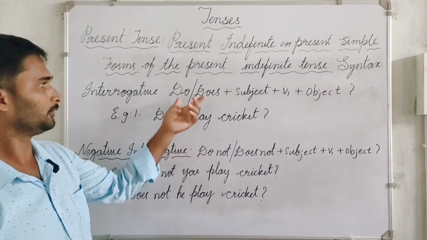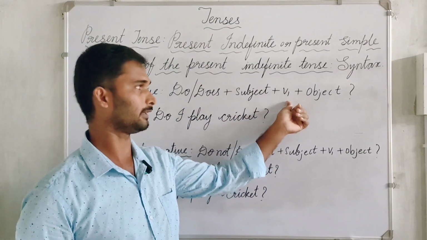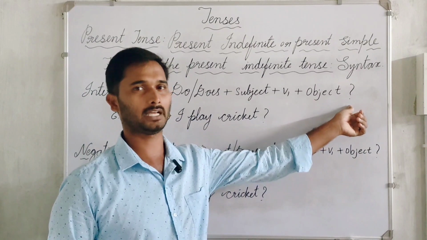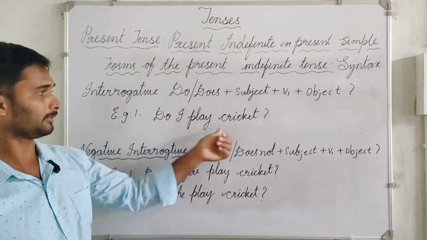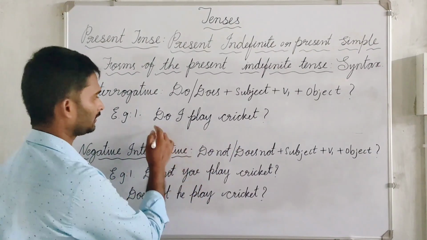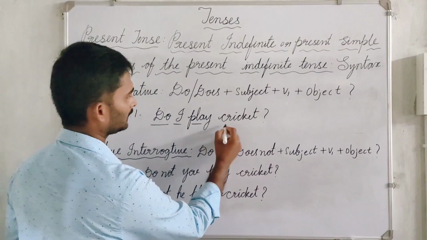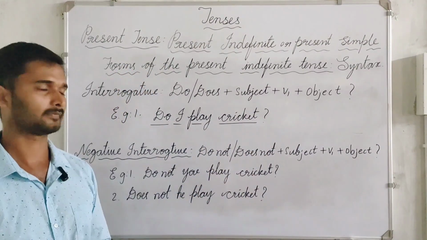Interrogative form: do or does plus subject plus first form of the verb, which we also call V1, plus object. At the end, we add one question mark. One example here: Do I play cricket? Do is the helping verb, I is the subject, play is the first form of the verb, cricket is the object. At the end of that, a question mark.